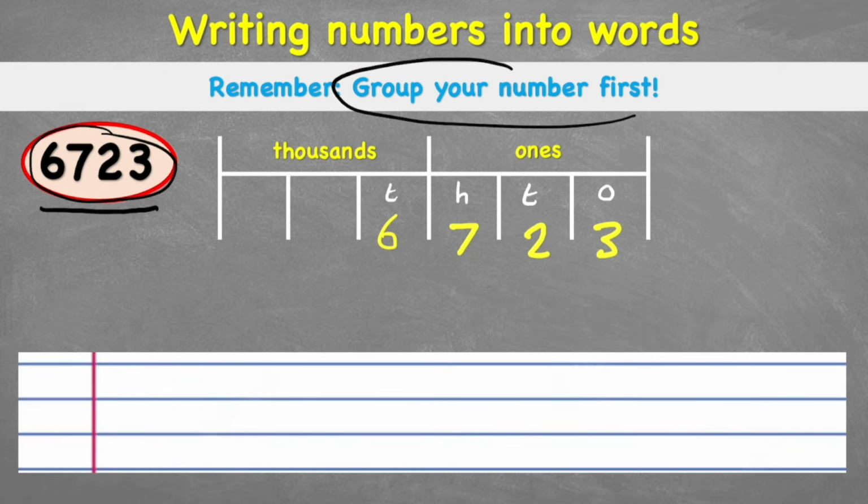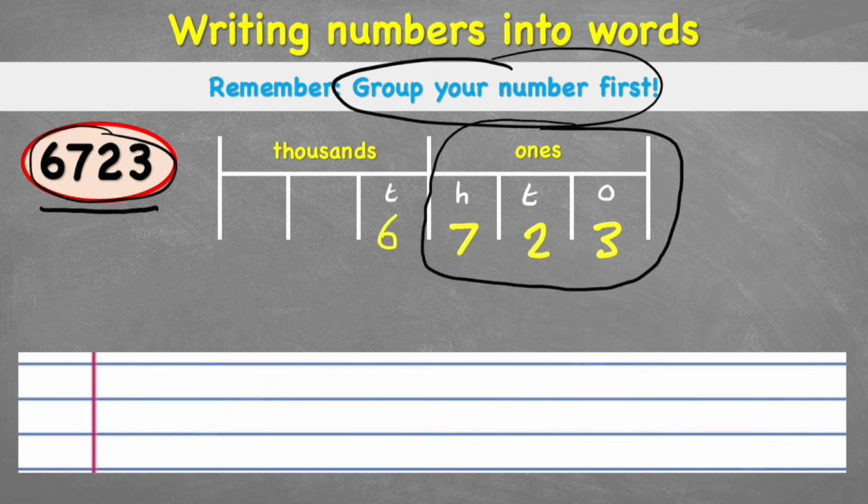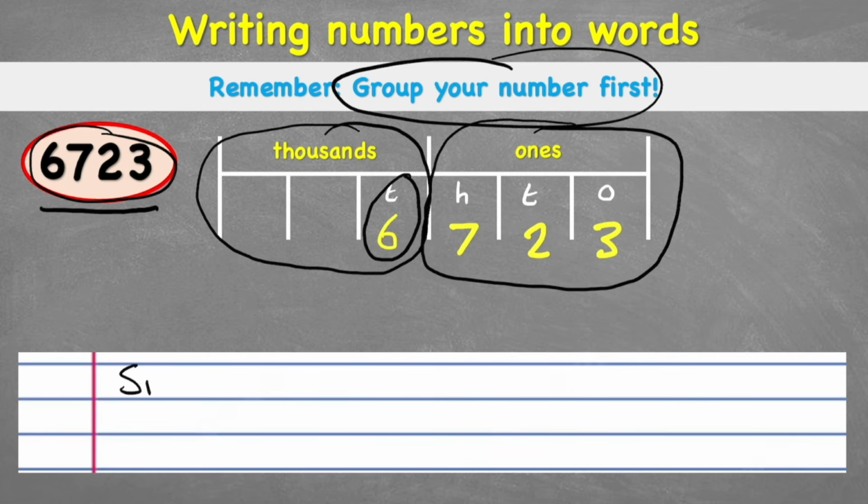Remember, we're grouping our numbers, and I can see I'm in my ones group, and now I have something in my thousands group too. So this is really important now, because I'm going to say what I see in each group first. And in my thousands, I can see that I just have a 6. So the start of my answer will be 6,000.